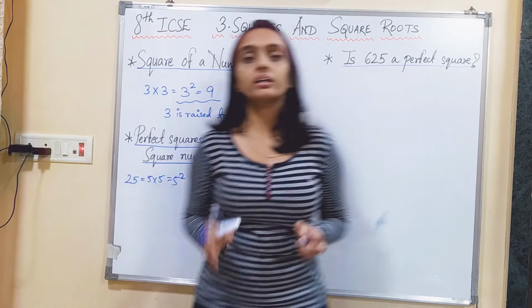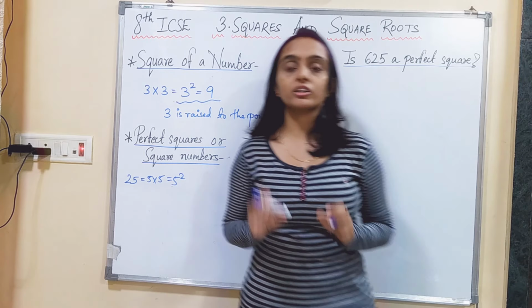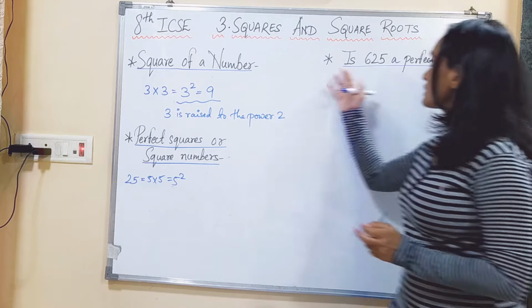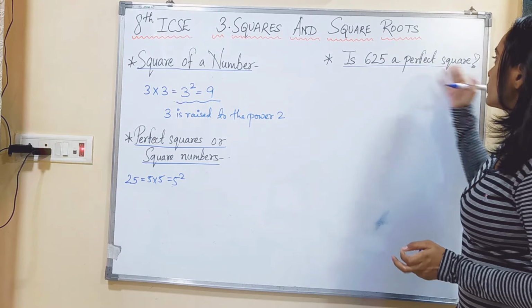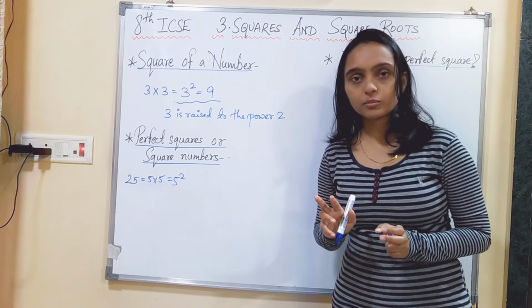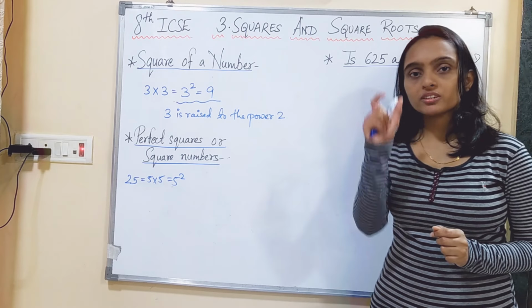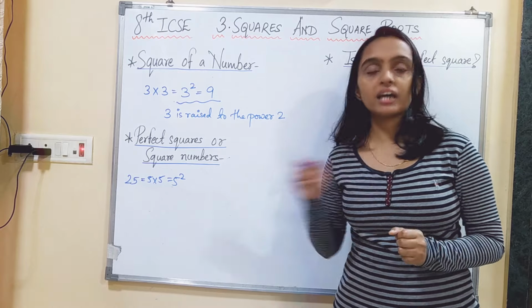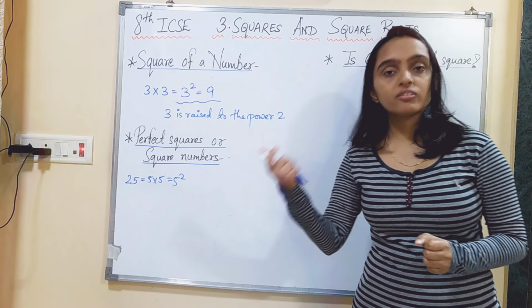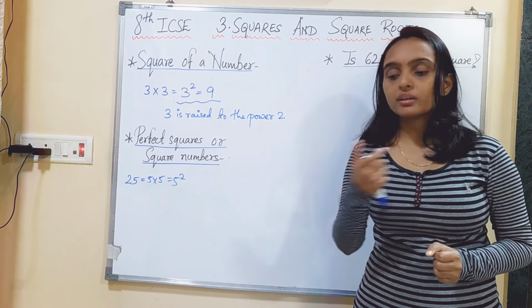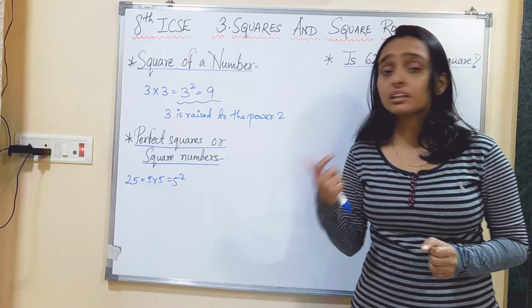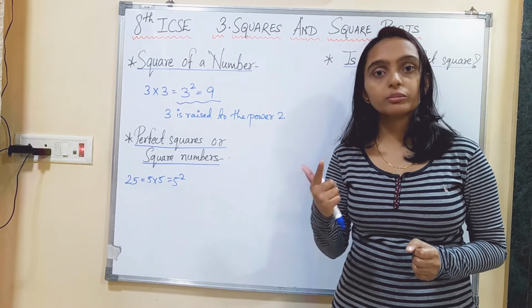Now, how to check whether a given number is a perfect square or not? I have taken one example. Is 625 a perfect square? Here there are two steps. The first step is to find its factors by using the prime factorization method, and then we will pair each of the factors. If all the pairs are complete, then it is a perfect square. If any pair is left incomplete, then it is not a perfect square.